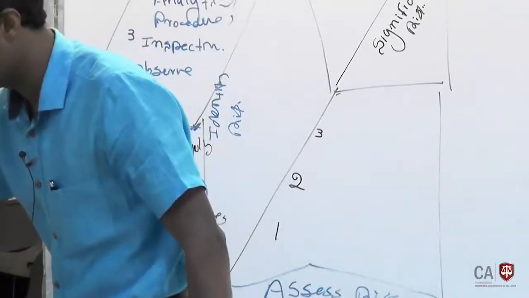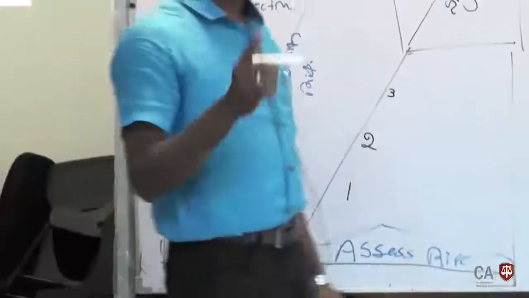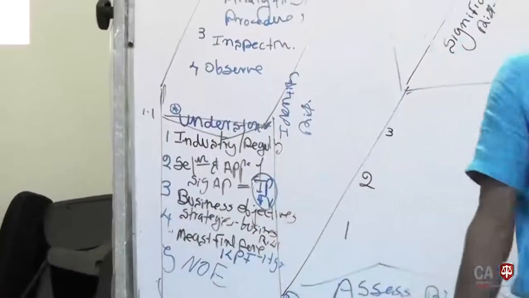Now, I have put some of this in the overall slide as well. You can see if you haven't written it down properly. So, industry, and I have missed one important thing. Earlier when I spoke to you, ideally this should have been number 2, but order doesn't matter. You can write them down. What is NOE? Nature of the entity, right?